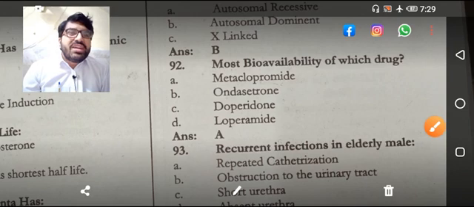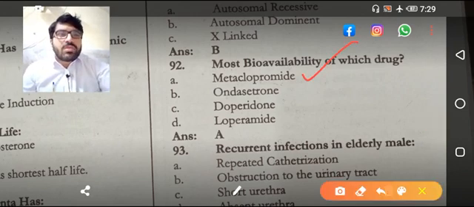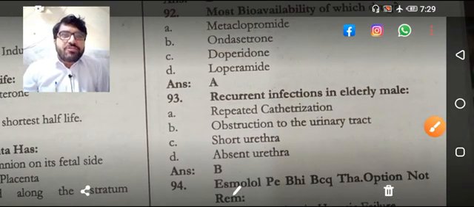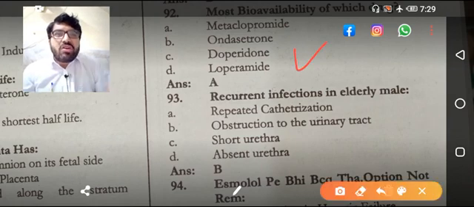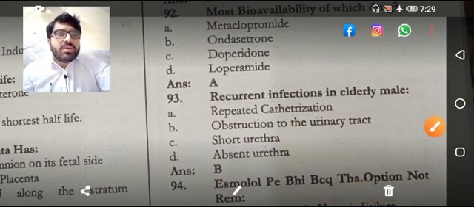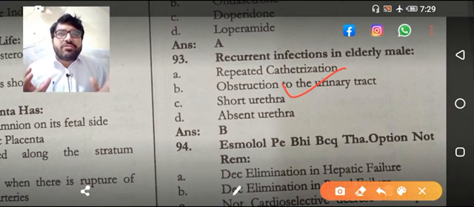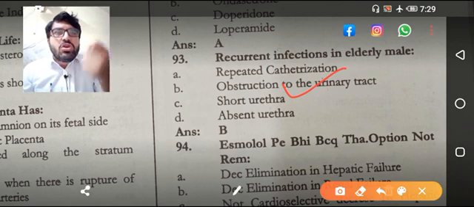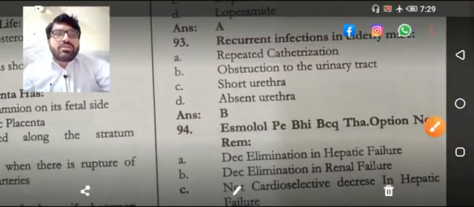Most bioavailability of which drug? This is metoclopramide, that is right, because it has decreased first pass metabolism as compared to the others. While which one among them has the lowest bioavailability? That is loperamide, that has extensive first pass metabolism. Recurrent infection in the elderly is always obstructive, the BPH. If BPH is missing, the next option you have to pick is obstruction to the urinary tract. Obstruction to the urinary tract is the right answer.